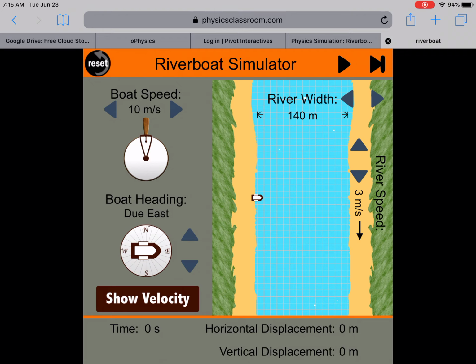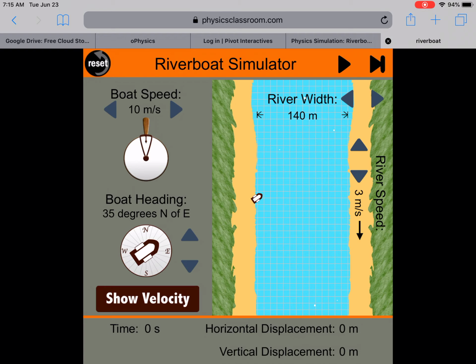The last part of this activity, I'm going to ask you basically how far upstream do you need to aim to end up directly across the river. So you would have to aim your boat some angle upstream, of course. I don't know, maybe it ends up being 35, just guessing right now. The interesting thing about this is when I actually aim it upstream, you would think that this velocity is the resultant because it's the hypotenuse.